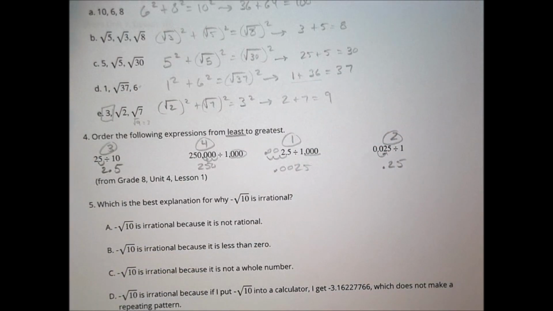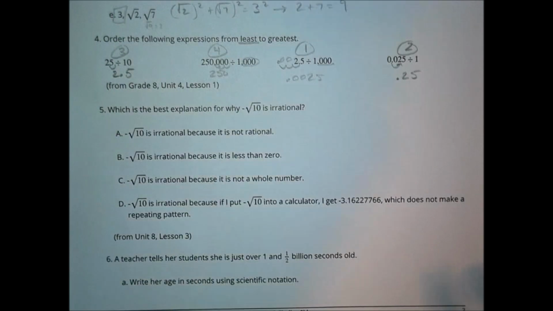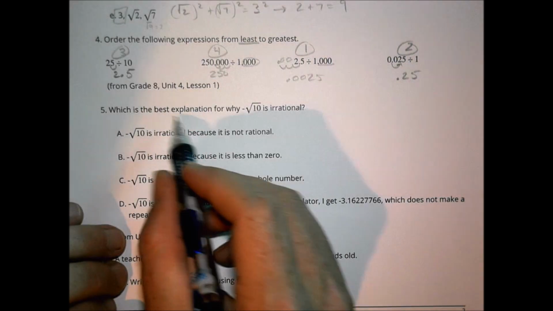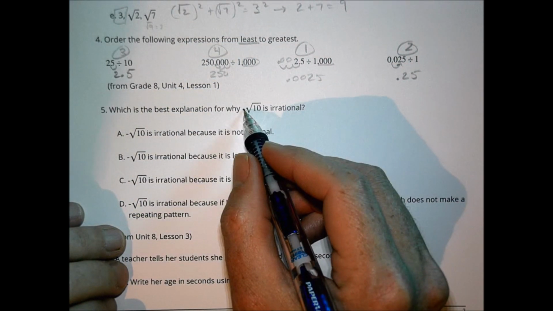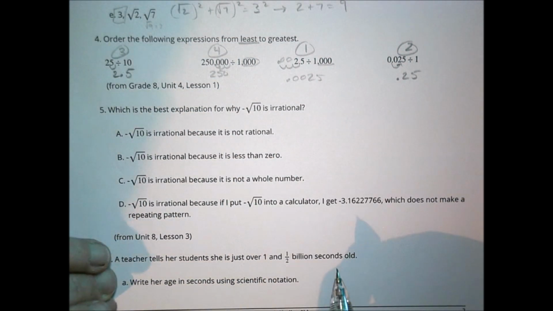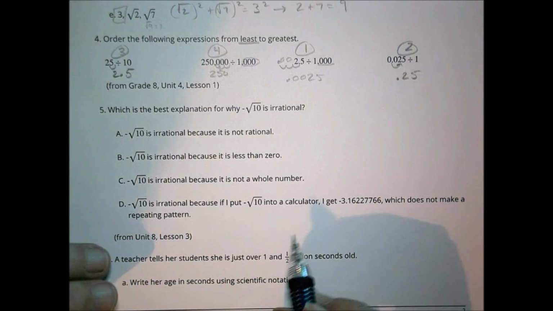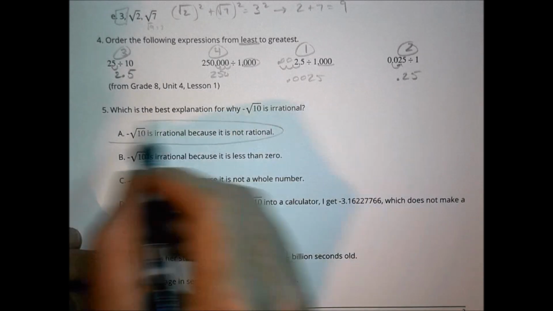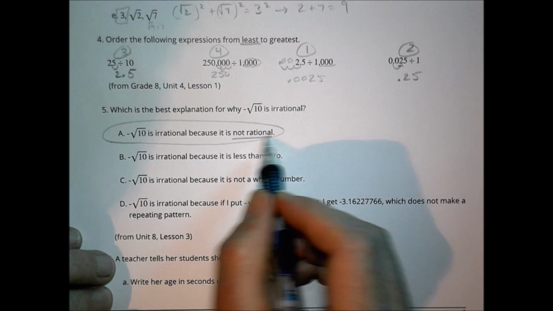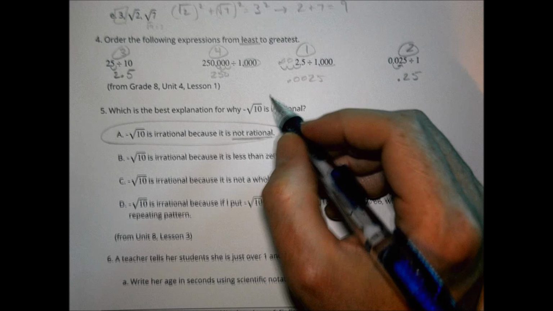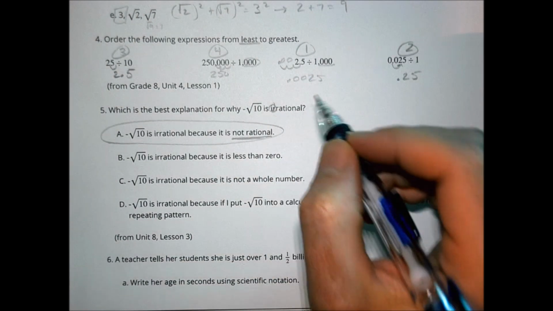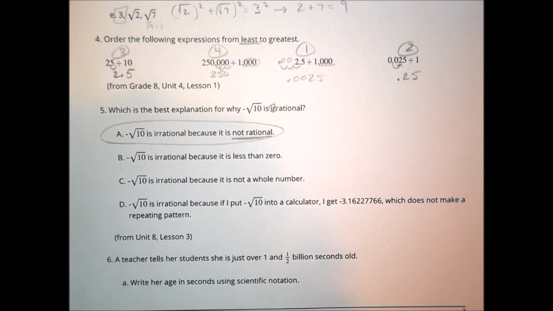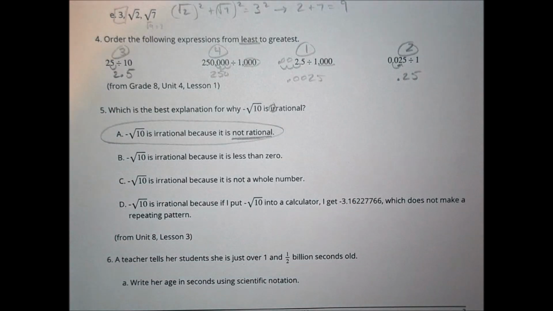Number 5, kind of funny little problem here. Which is the best explanation for why the negative root 10 is irrational? And they got a lot of funny things in here, but the best answer is actually going to be here. It's irrational because it's not rational. That's what irrational means. It means basically not rational. That's the best explanation. Being less than 0 doesn't matter, whole number doesn't matter, calculus doesn't matter. The reason it's irrational is because it's not rational. That's all it means to be an irrational number. It means you're not rational.